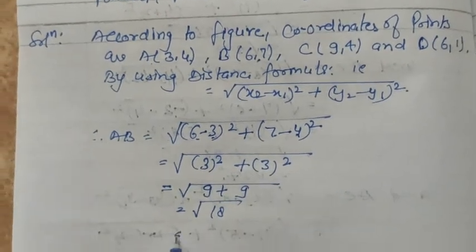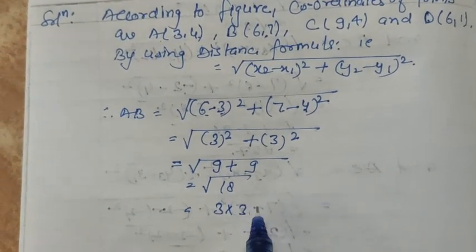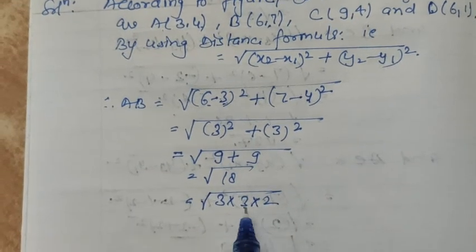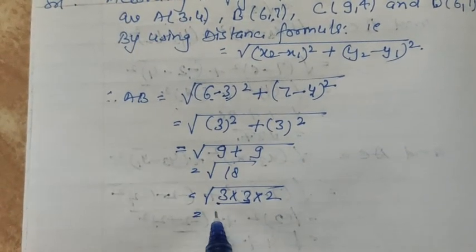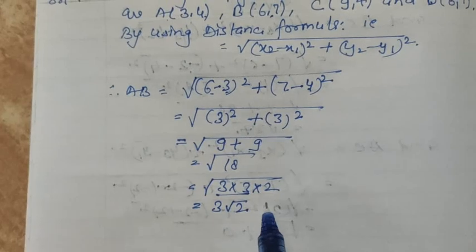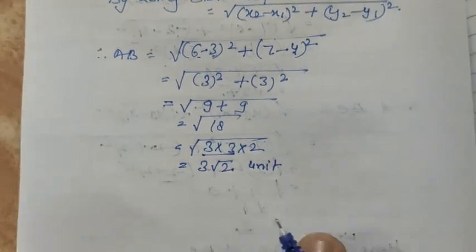So we can factorize 18 as 3 into 3 into 2. So this 3 can be taken out from the square root sign, so this becomes 3 root 2 unit. We can say 3 root 2 unit.